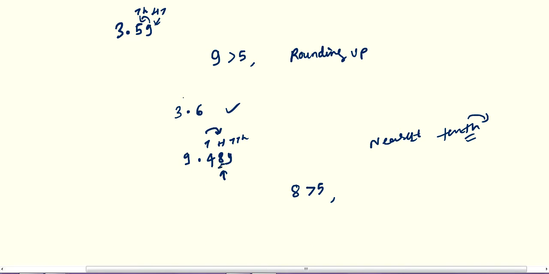So simply this 8 will give 1 to the next digit, that means the digit before. Before 8 we have 4. So first we will write 9, then point. Now this 4 will get 1. So 4 plus 1, 5. And this 8, 9 we have to remove.